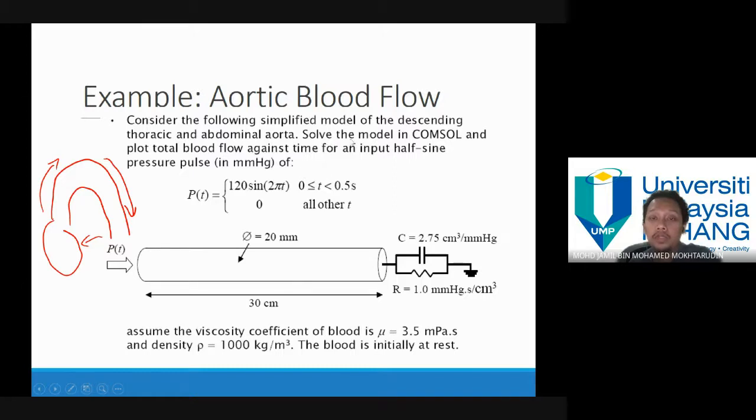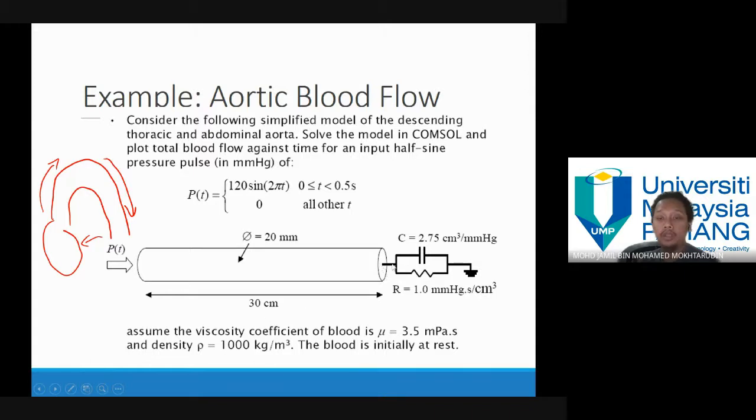In this question, solve the model in COMSOL and plot the total blood flow against time for an input half sine pressure pulse. The input pressure P(t) is given by this equation, 120 sin(2 pi t) for time 0 until 0.5. For the other time, we assume pressure equals 0. The diameter of this aorta is 20 millimeters, and the length is 30 cm.